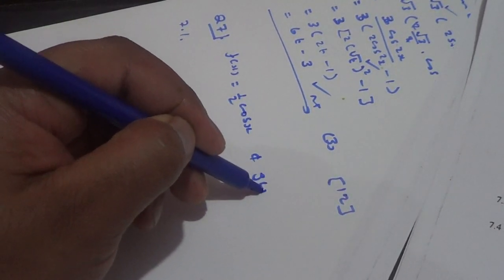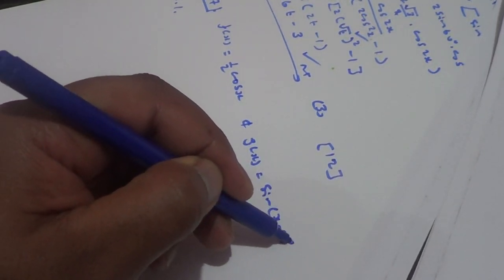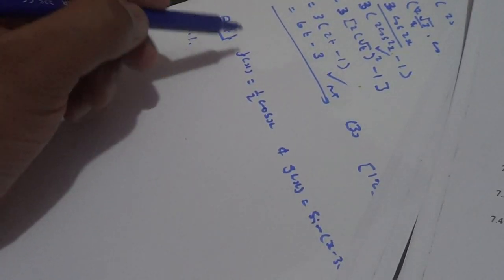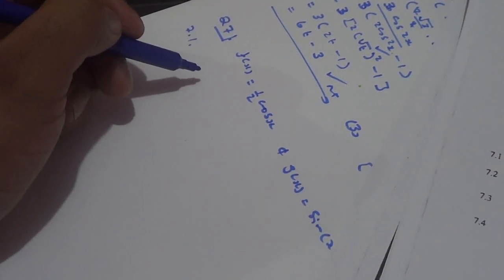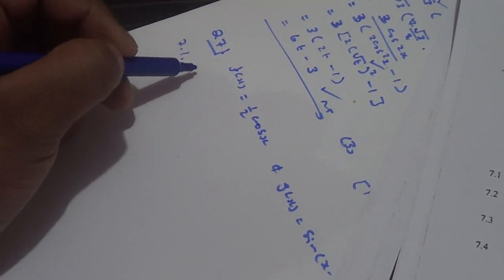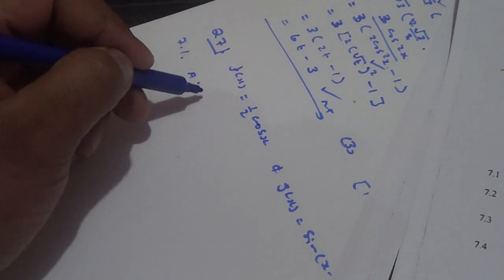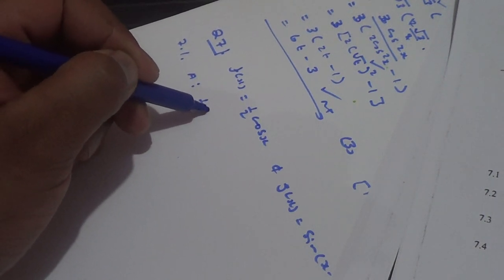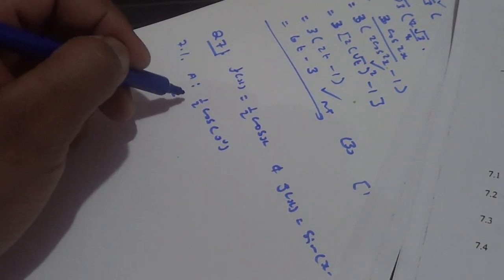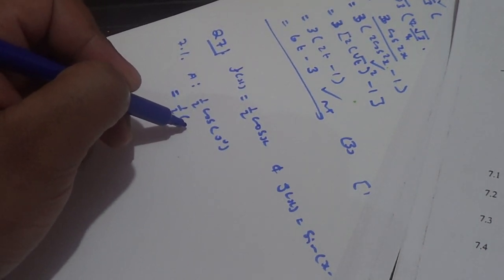and g of x equals sine of x minus 30 degrees. Now 7.1, we know that A is the y-intercept of f. So we know that A is going to be such that we have here half cos of 0 degrees, which is going to be equal to half into cos of 0 is 1, right?